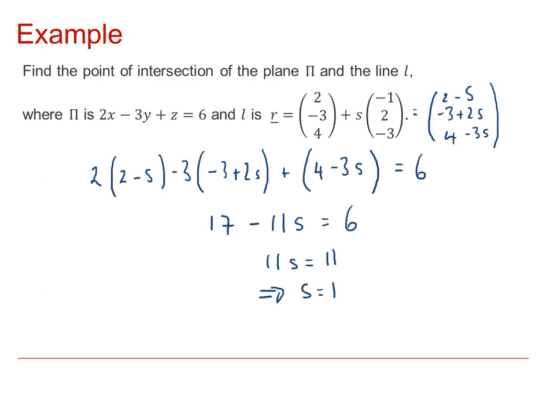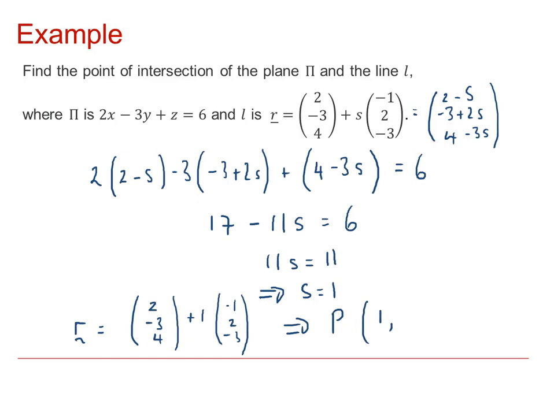Once we know that s equals 1, then we can substitute that into our equation for the line. R is equal to (2, -3, 4), and then s is equal to 1, so 1 times (-1, 2, -3), which gives us our point P as being equal to 2 minus 1, which is 1, -3 plus 2 is -1, and 4 minus 3 is 1. So the point on the plane where the line intersects is the point (1, -1, 1).